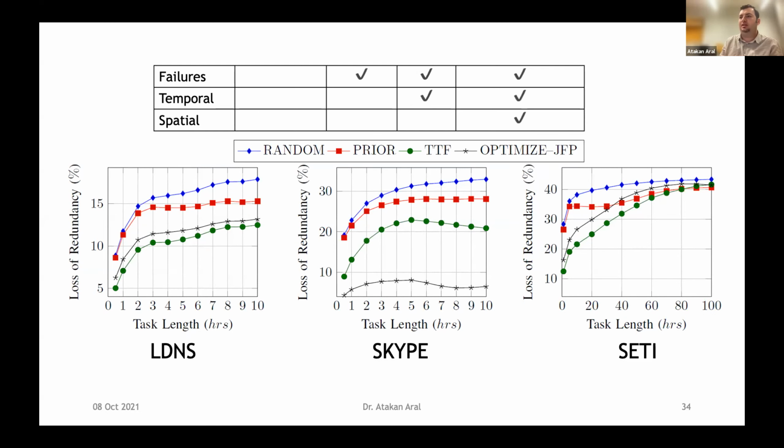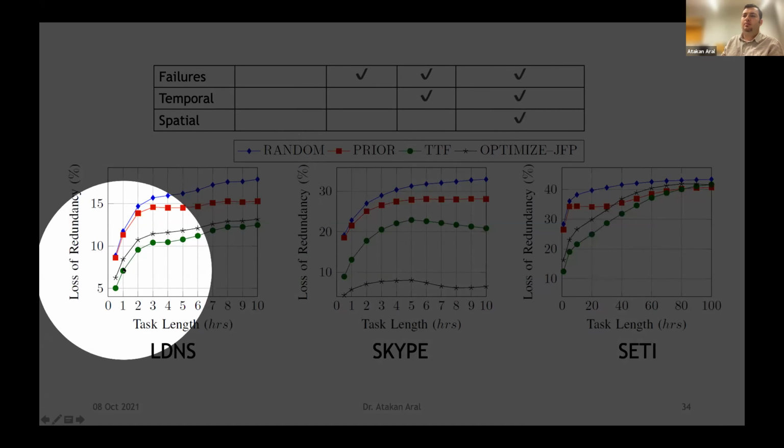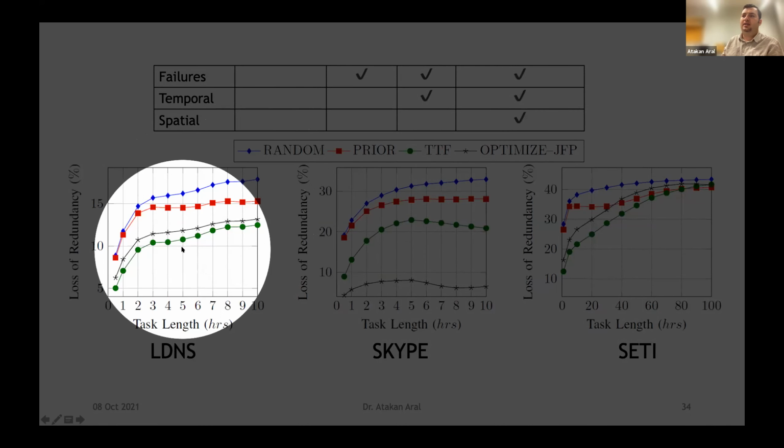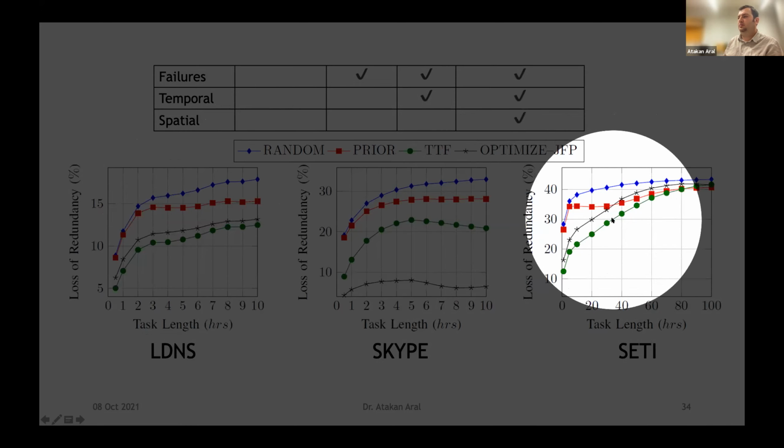So it can, for example, if it is active replication, you lose one of the servers, but others are still active. So your service is still available. What is interesting here is that you can see our algorithm actually has more loss of redundancy than the TTF algorithm. The same here. It has the loss of redundancy.